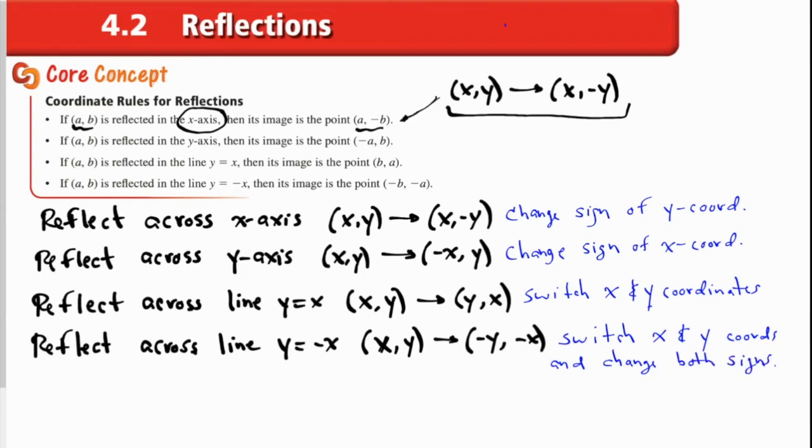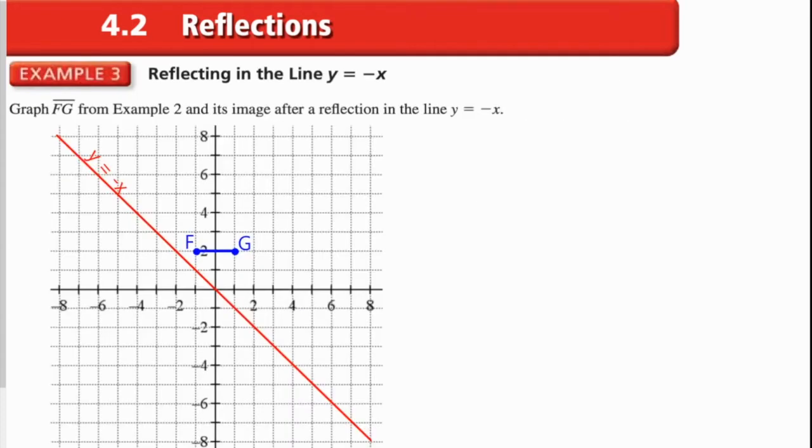And these rules are good for these scenarios, but if we have scenarios different from this, if we're not reflecting across the x or y axis, or the line y equals x, or the line y equals negative x, then we go back to our construction approach where we follow the perpendicular path equidistant from the mirror.